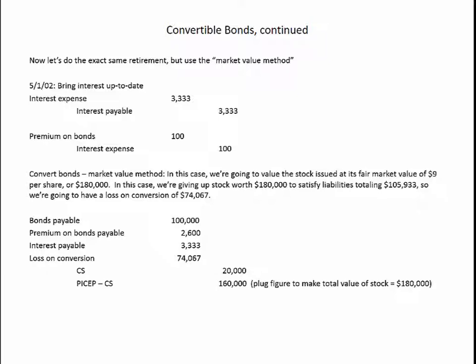Generally, use of the market value method will almost always lead to a loss on conversion. People won't convert the bonds unless the stock is worth more than the bonds. So the only time the conversion is going to take place is when we're surrendering more in terms of the value of the stock than the value of the liability that's being satisfied. So it will always end up that we're going to have a loss on the conversion. That's why firms virtually never use it.